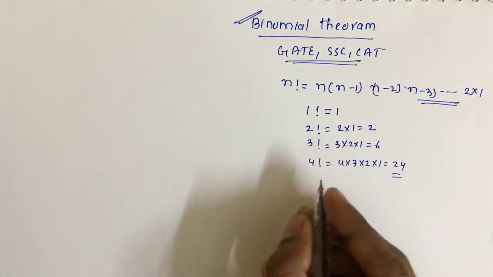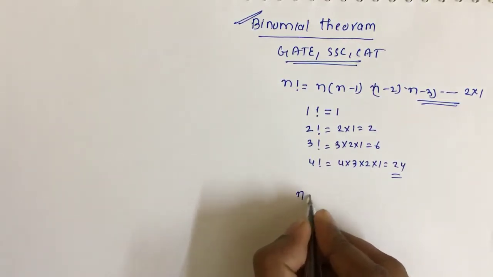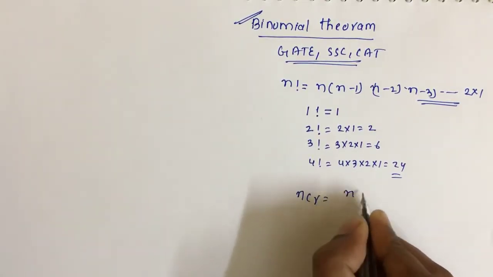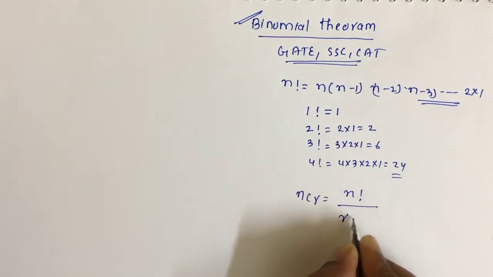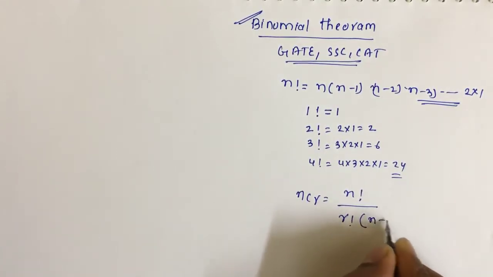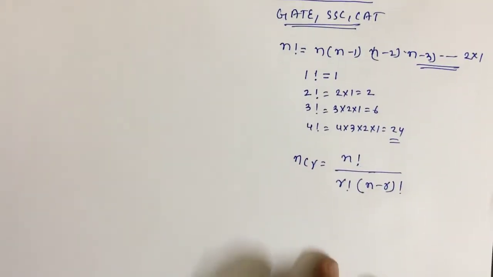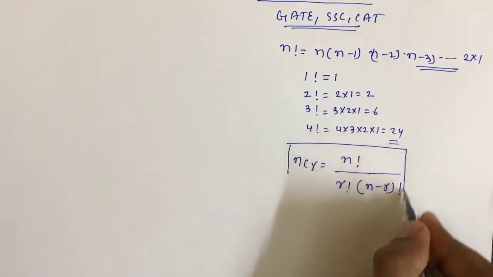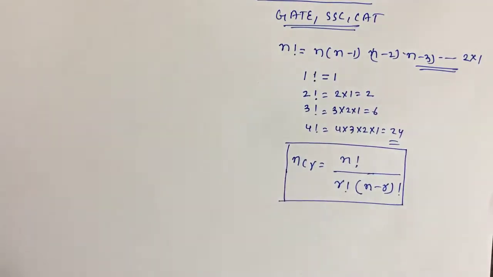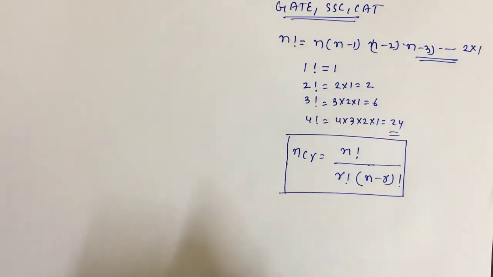And the principle we have to calculate the term is nCr equals n factorial by r factorial into n minus r factorial. So this is the principle we have to remember here. On this basis we solve a few questions.